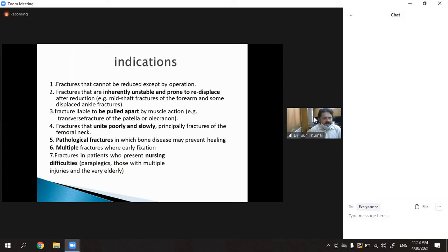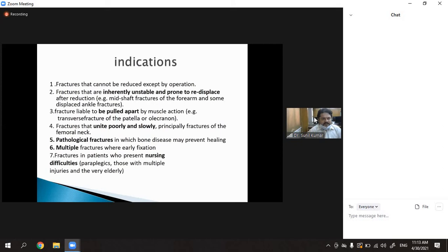Indications for fractures that cannot be reduced except by operation: fractures that are inherently unstable and prone to redisplace after reduction, that is mid-shaft fracture of the forearm and some displaced ankle fractures, will go for internal fixation. Fractures liable to be pulled apart by muscle action, that is transverse fracture of the patella or olecranon by the pull of the muscle actions. In these situations, we have to go for internal fixation, because the muscle pull is so much that the fracture can go apart. So we have to do open reduction and internal fixation.